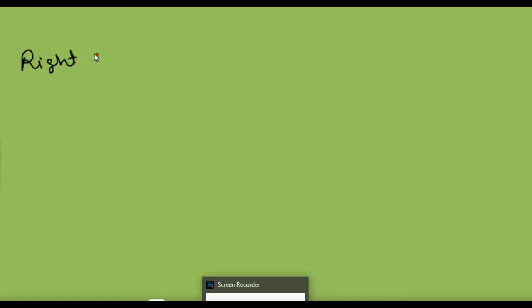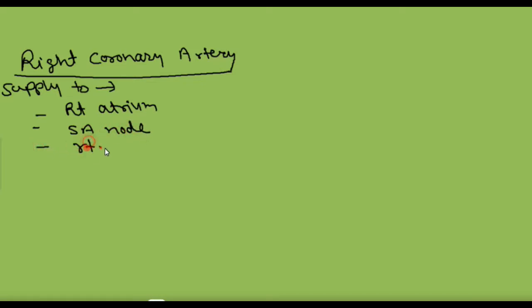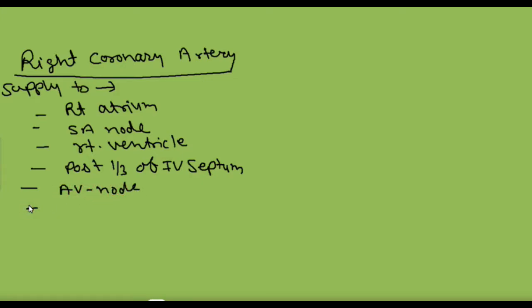So now we will see the right coronary artery. It supplies the right atrium, SA node, maximum portion of the right ventricle, posterior one third of the interventricular septum, the AV node, and the right atrioventricular or AV bundle.